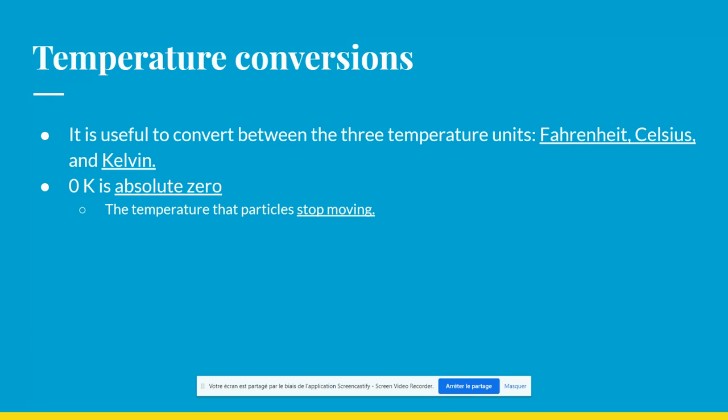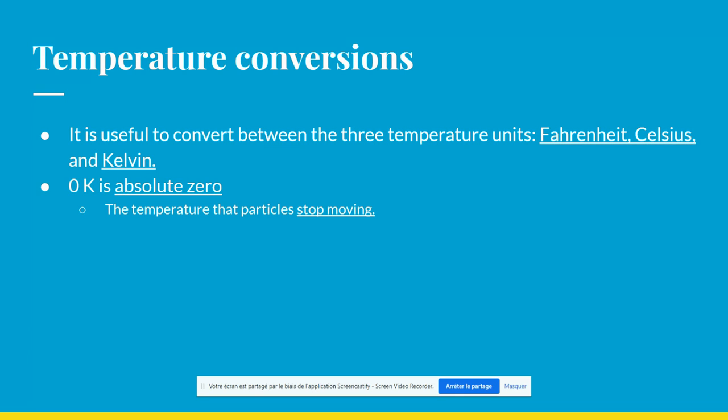And then another useful factor of Kelvin, 0 Kelvin is absolute zero, which is the temperature at which particles stop moving, an extremely low temperature that will never be achieved. It's around negative 459.4 degrees Fahrenheit. I forget what it is in Celsius. I would have to calculate it.